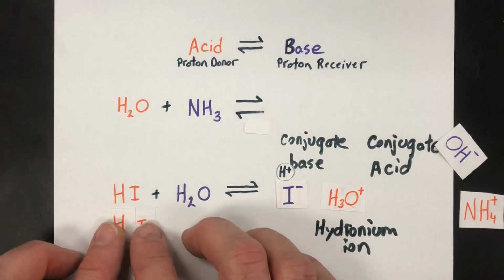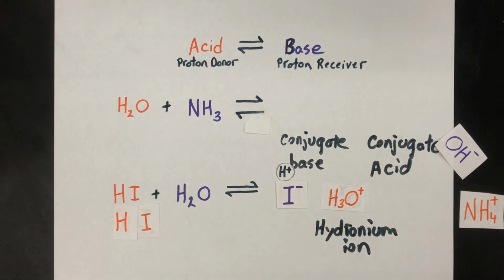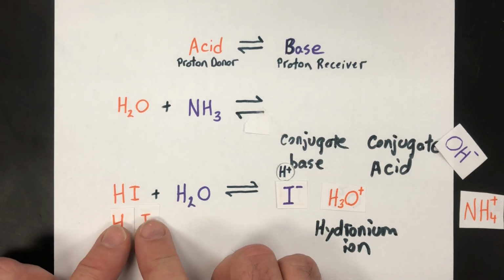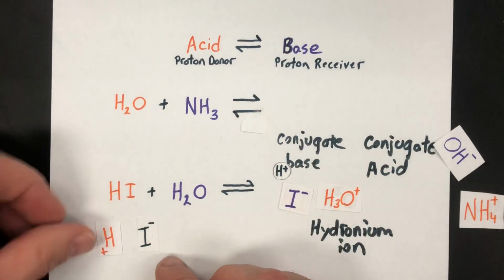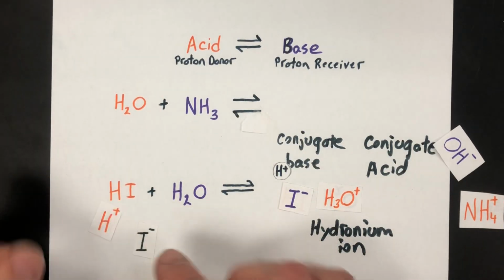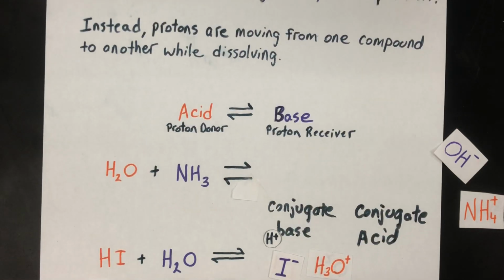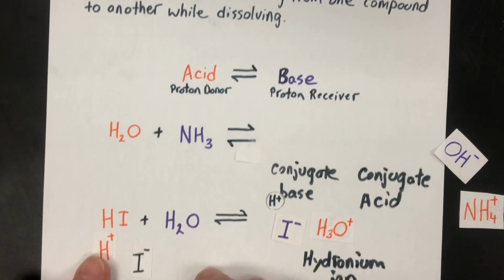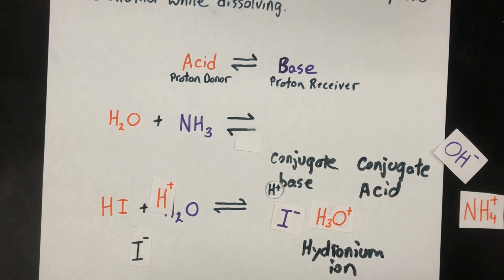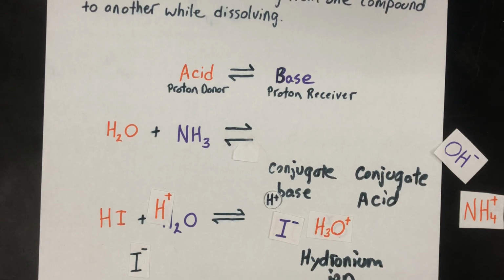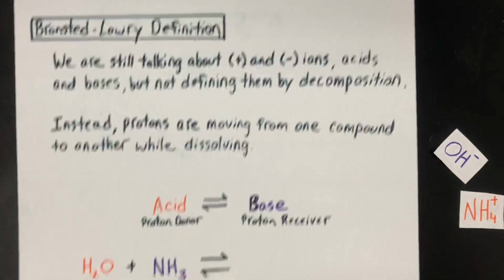Now this is actually still similar to the Arrhenius definition. We're still seeing the HI separate into ions. That's still happening. The difference is the Bronsted-Lowry definition is telling us what happens to that H after this happens, and that's where this happens. The H is going to the water, we're getting hydronium. So the Bronsted-Lowry definition is just a little bit more complete.